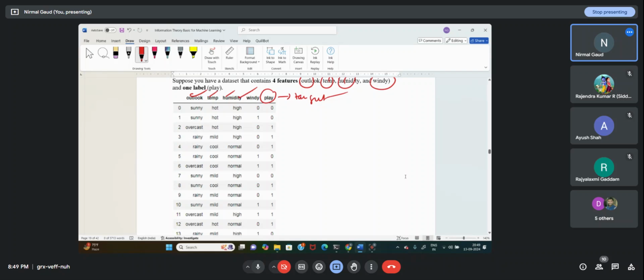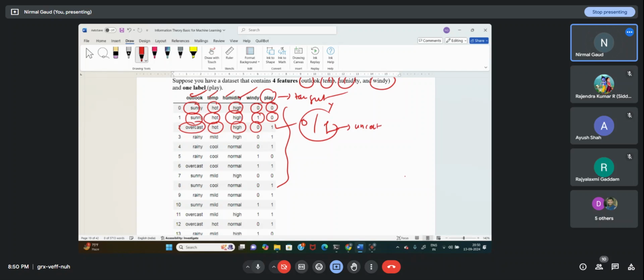So if outlook is sunny, temperature is hot, humidity is high, wind is not blowing, then don't play. Outlook is sunny, temperature is hot, humidity is high, wind is blowing, don't play. If the outlook is overcast, temperature hot, humidity high, no wind blowing, play. So actually it's a classification problem, 0 and 1. And you can see that in my target I have a lot of zeros and ones. That means it is uncertain. Sometimes I can play, sometimes I can't play. So there is uncertainty in the data because of the zeros and ones. The mixture of zero and one has happened. If all are zero or all are one, then there is certainty. But because of the zero and one mixture, this is uncertain.